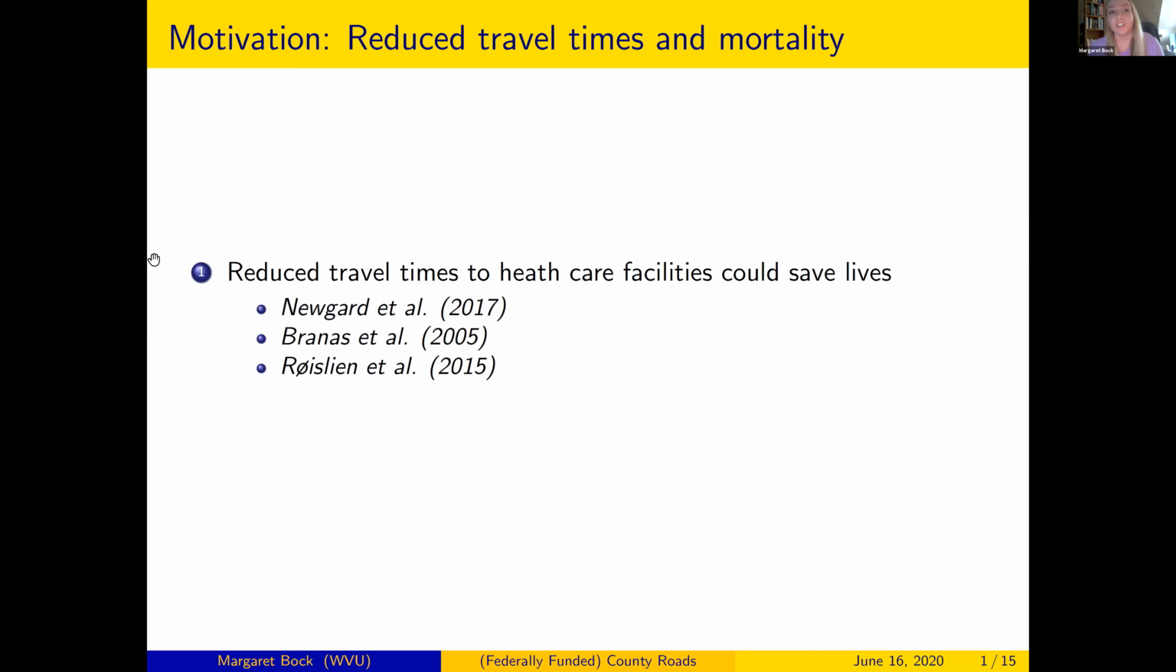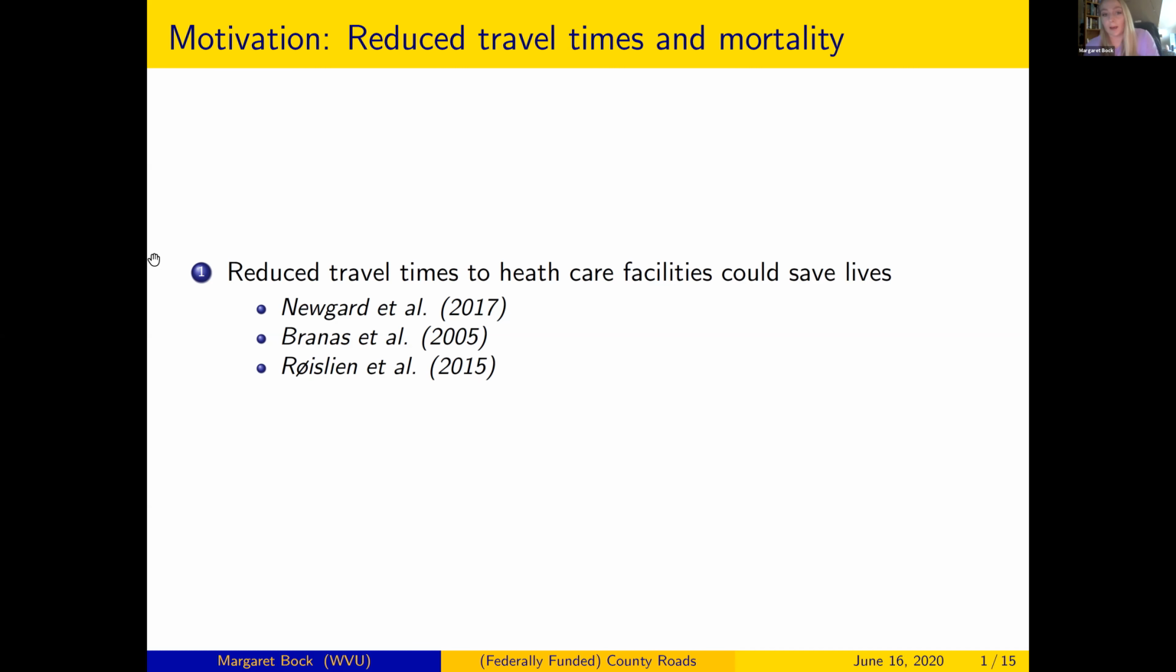So to jump right in with my motivation, there is a growing literature in both the medical fields and public health circles that there is an association between travel time and mortality. More specifically, reduced travel times have been shown, in these studies I list here, to potentially save lives. These studies look at disparities between urban patients and rural patients, and find that rural patients are more likely to die than very similar urban patients. And these studies attribute a lot of that disparity to the travel times that rural residents face in getting to healthcare facilities.